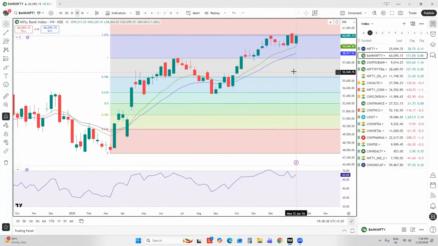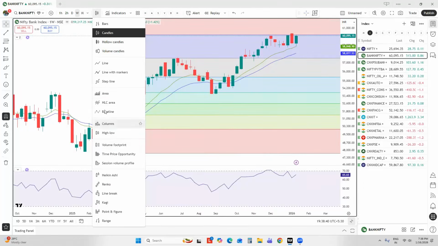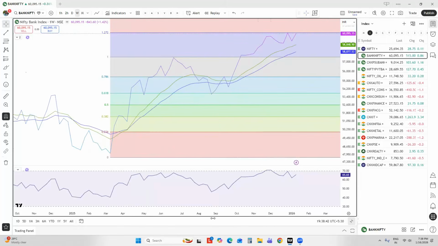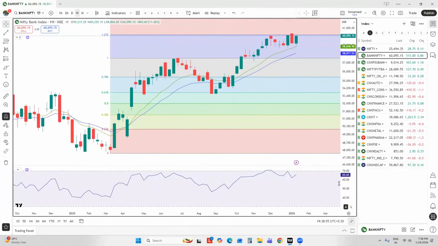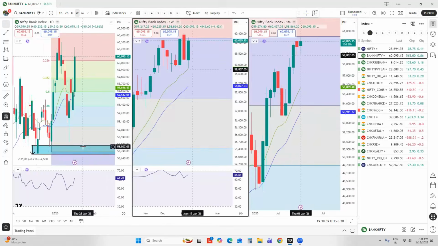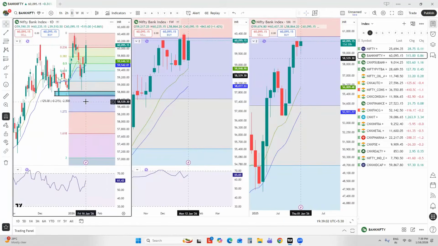Now, even over here, if I convert this chart into a line chart, you will see a negative divergence. We do have a higher high in price. We do have a lower high in RSI. This is a negative divergence. Now, immediately after the negative divergence, what we have is a big green candle. This big green candle has come up due to the daily time frame chart.